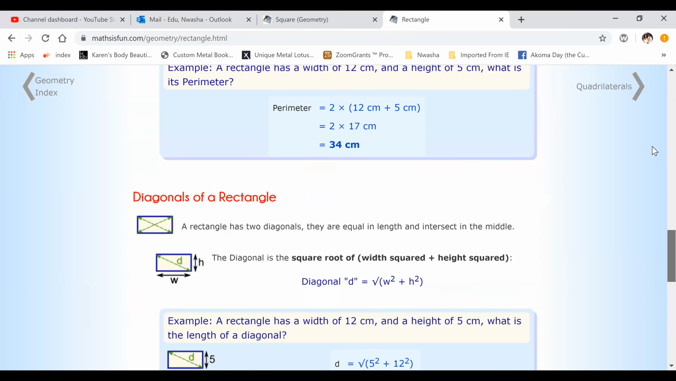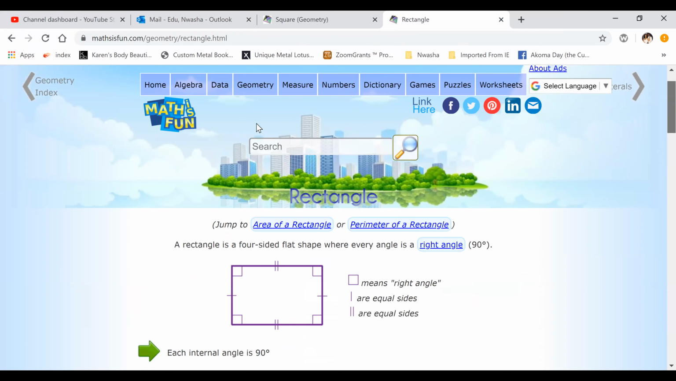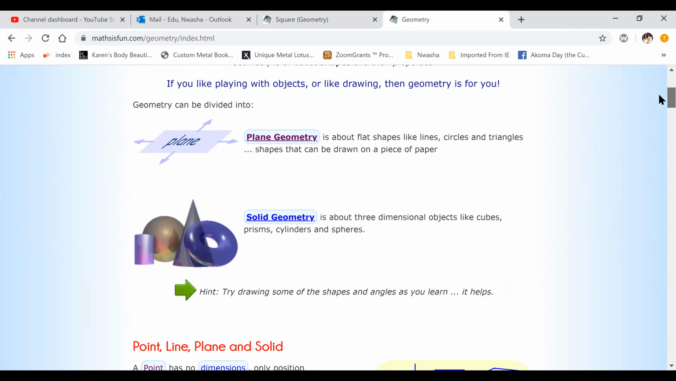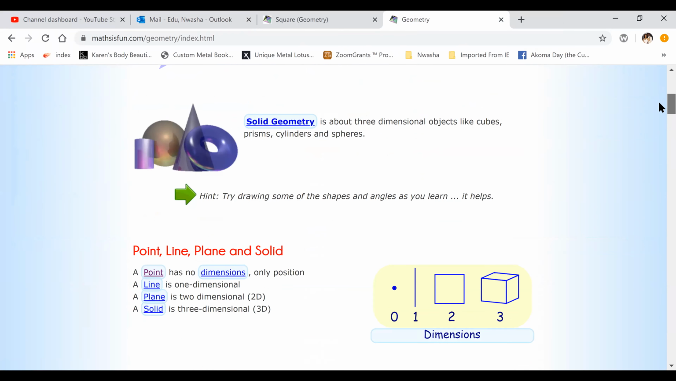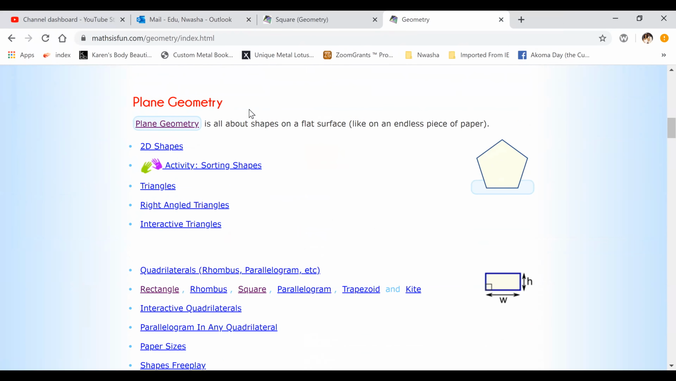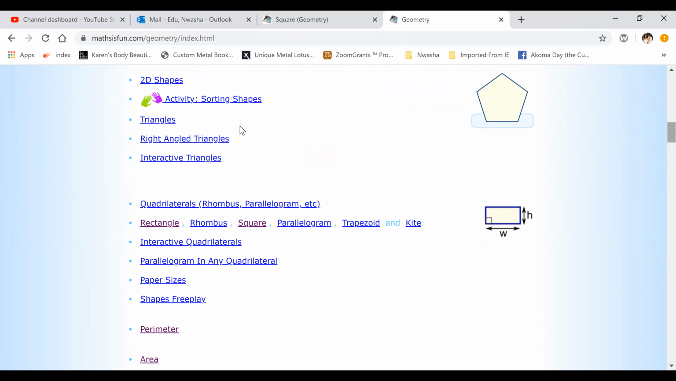Okay, so just in case, I'm going to click back to the geometry index, just in case you want to see where this is. So we're working from the geometry index, and we are still in plane geometry, like we said yesterday for the introduction. So that is this section right here, talking about a flat surface, like this pentagram. So we're skipping over triangles for right now, and we're going to the rectangle and the square.